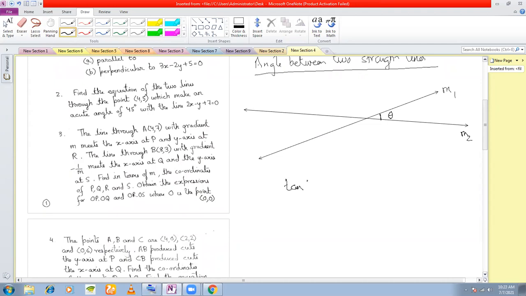Tan theta is then given by plus or minus (m1 minus m2) divided by (1 plus m1 m2). This expression is sometimes written as mod of (m1 minus m2) divided by (1 plus m1 m2). Remember this: if theta is the angle between the lines with slope m1 and slope m2, this is the way you find the angle between the 2 straight lines. Now there is not only one angle, there are 4 angles made, but we will come to that problem a little later. For the time being, just remember this.